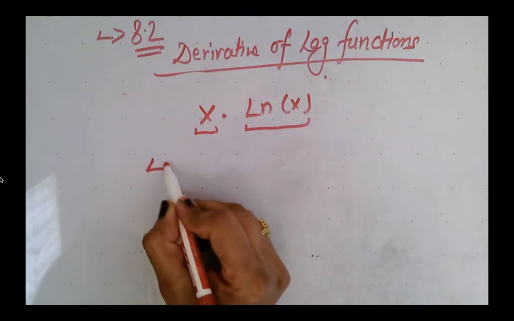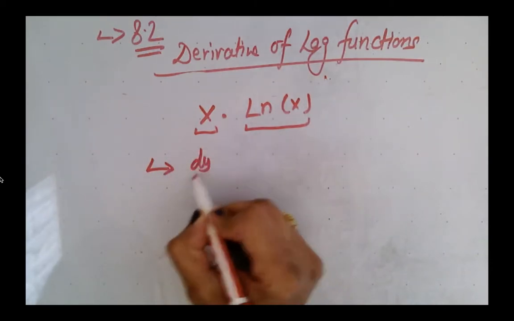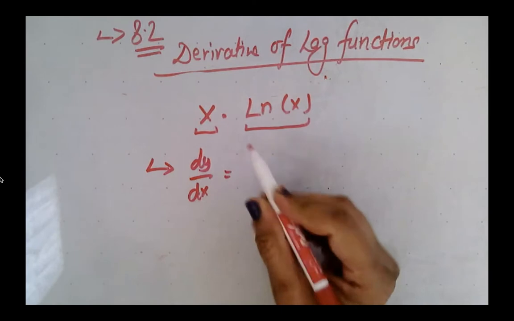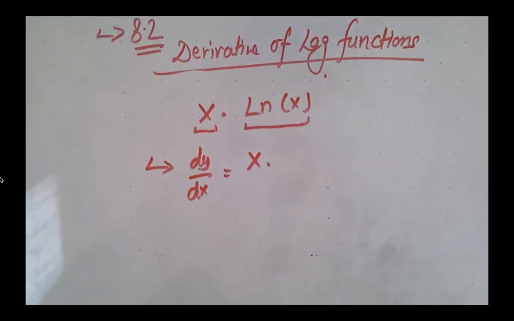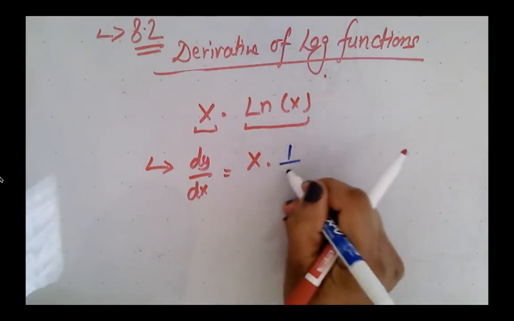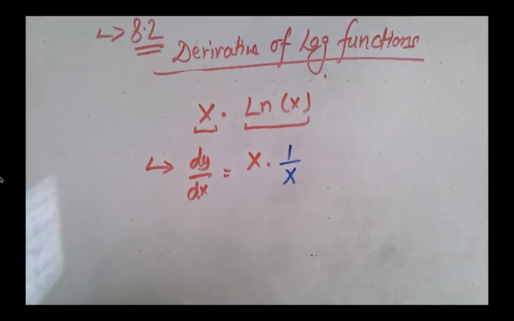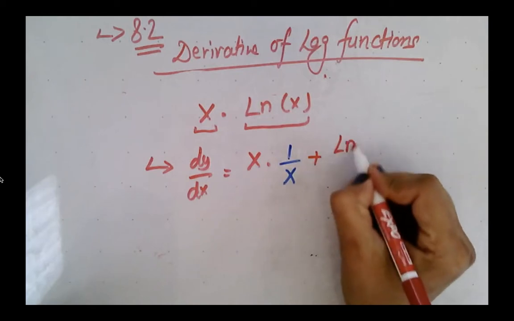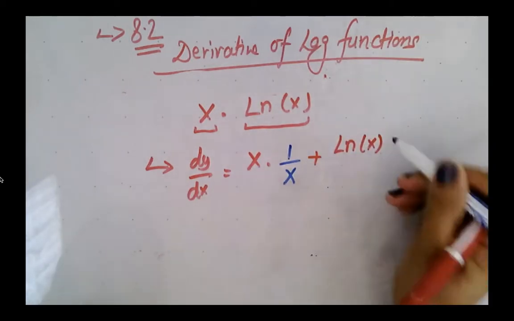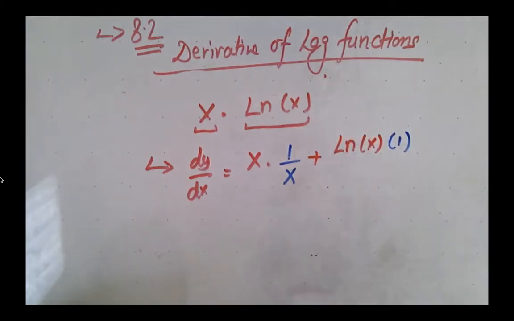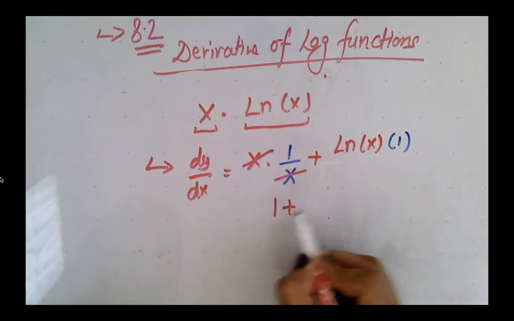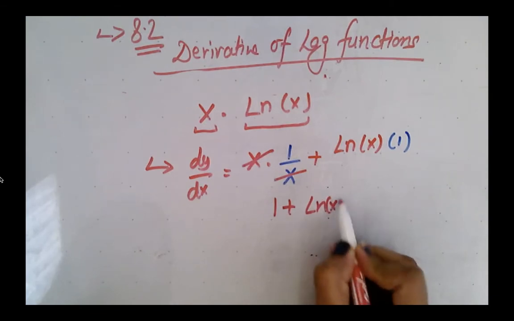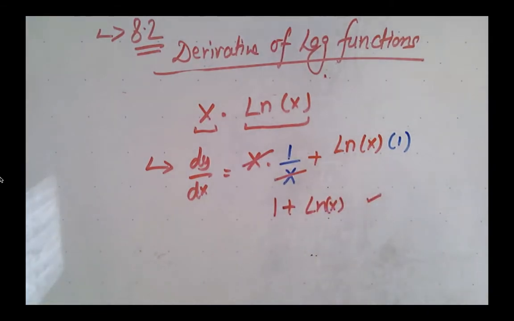So I'm going to do dy over dx, which is the derivative. It's the product rule. The first one stays the same, times the derivative of the second piece, which is 1 over x. Now plus, the second one stays the same, and the derivative of the first one would be 1. Now the rest is just simplifying. Let's put everything together. The x is going to get canceled out, so I have 1 plus ln of x, and that's my answer. Here you go.